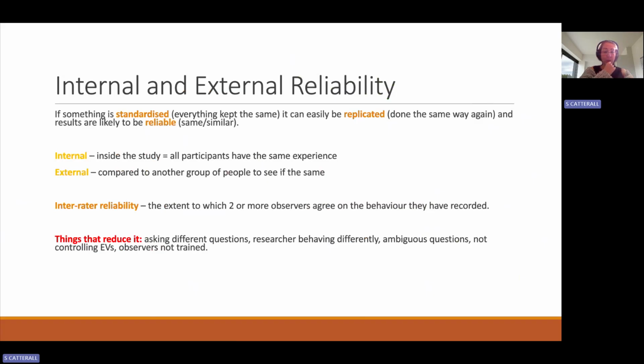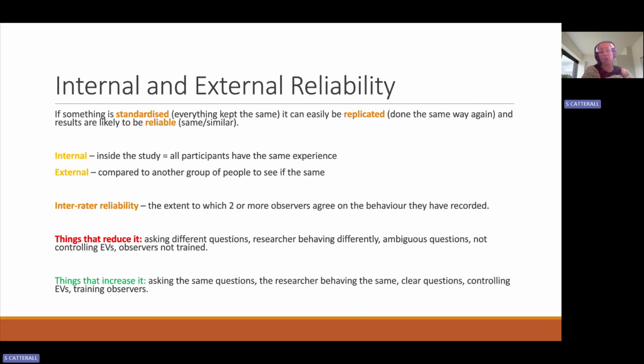EVs would affect reliability because you can't replicate it and get it the same way. Similarly, if your observers are not trained, although it's more of a validity issue, because if they're not trained, they're going to be consistently not trained. And things that increase it are obviously the opposite of that: ask the same questions, behave the same way. So a way to make sure that things are reliable is to standardise everything, keep everything the same.